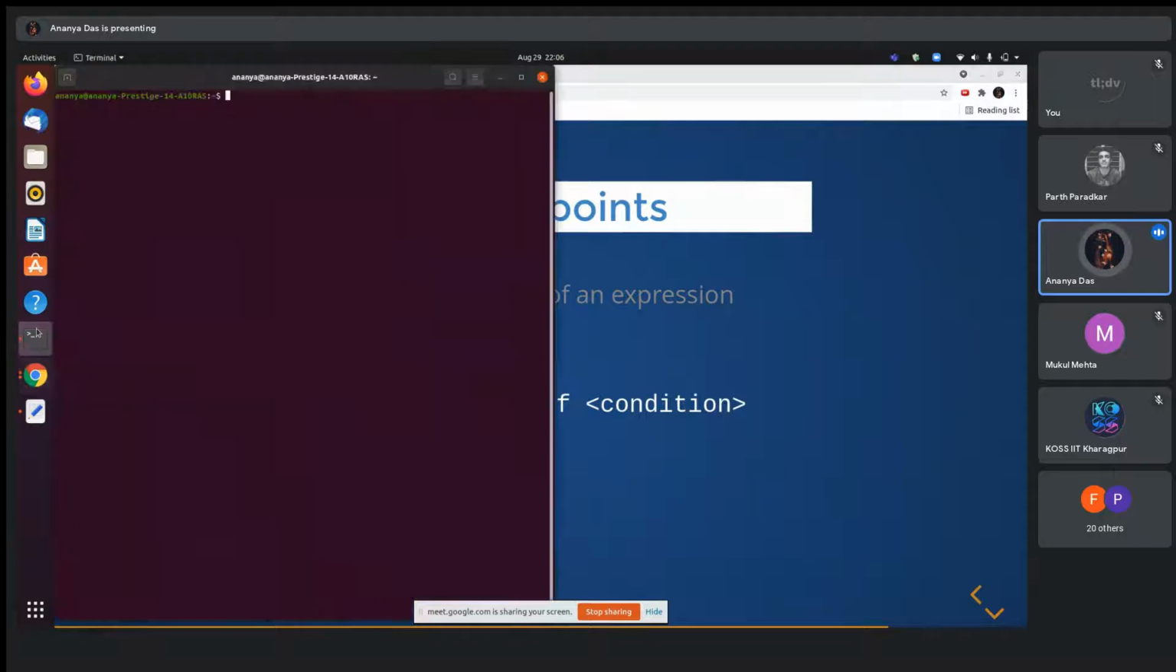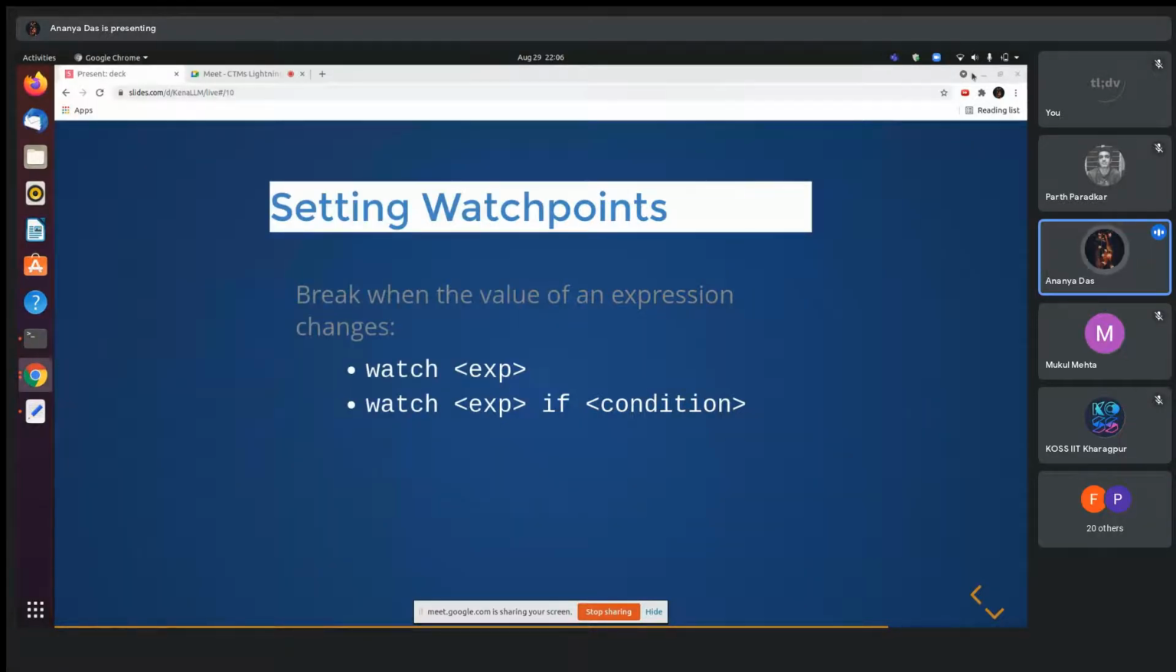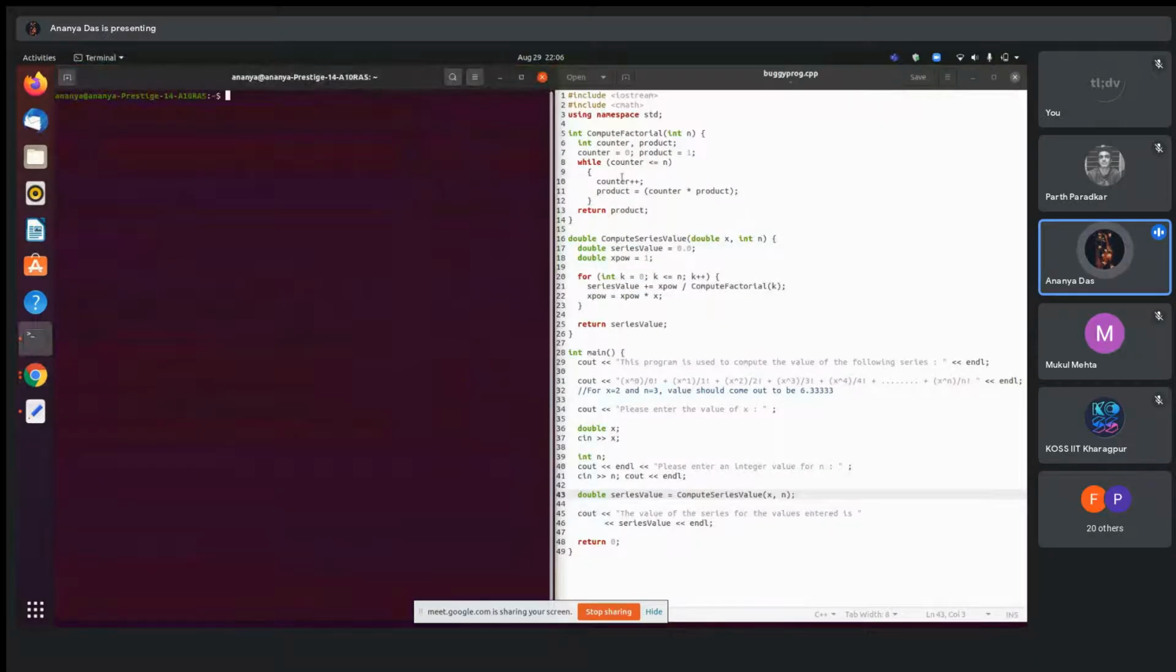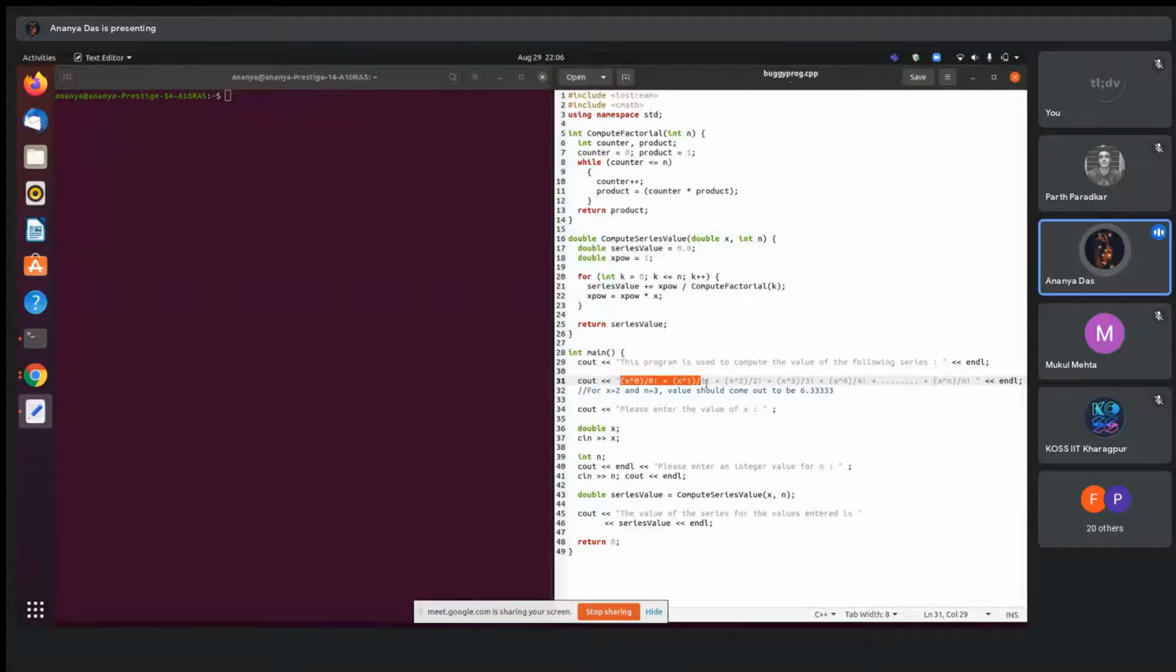So I'll just debug a very simple program over here. This is the program. It's a very simple program. Basically, in this program, I want to find the value of this expression over here, like x to the power 0 by 0 factorial plus till x to the power n by n factorial. It can be easily calculated that for x equals 2 and n equals 3, the value of this expression should come out to be 6.33.